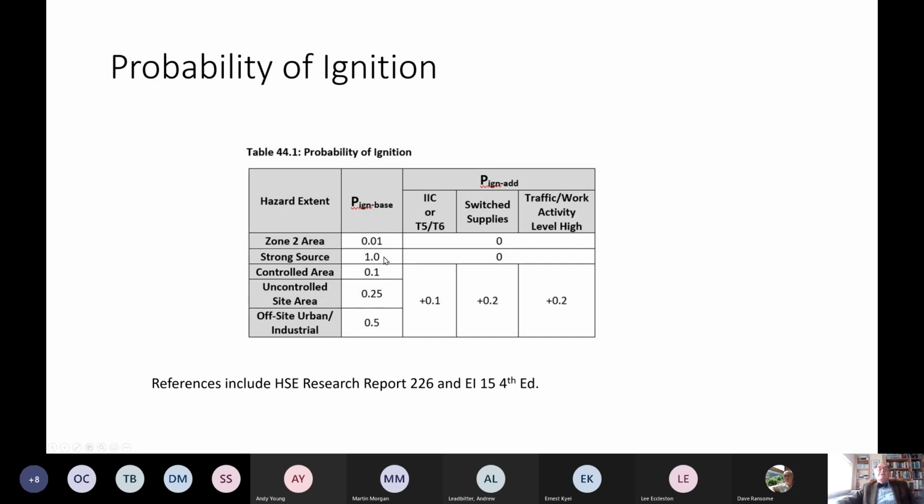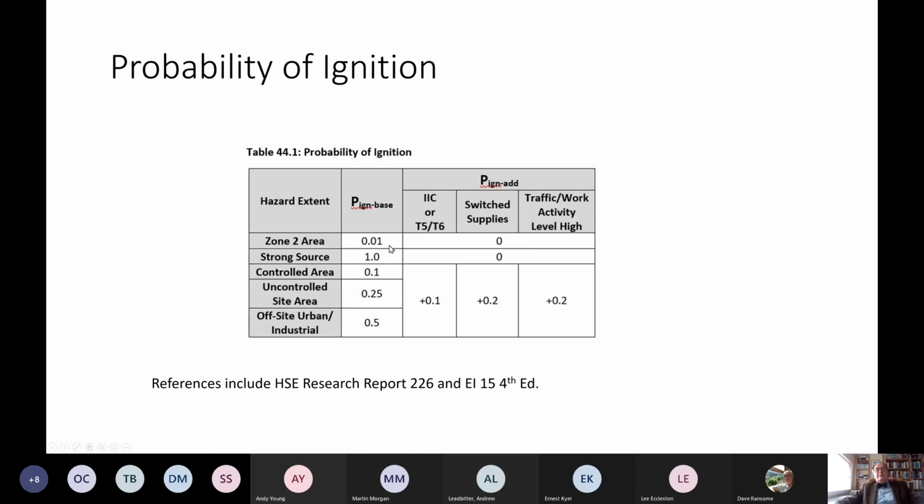If there is a strong source of ignition, such as a fired heater or a boiler house or a flare or anything of that ilk, then we must assume, of course, that the ignition is certain. It might not be absolutely certain in practice, but as a matter of prudence, you would have to assume that the ignition would be certain if there was a likelihood of any release extending to any such strong source.